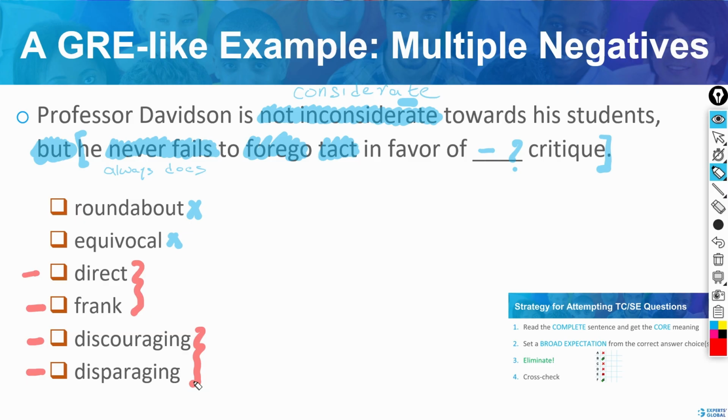This is tricky. All four answer choices can be considered inconsiderate. However, what is in direct contrast with tact? If you are letting go of tact, what are you becoming? You are becoming frank. And therefore, direct and frank form the correct pair of answer choices.